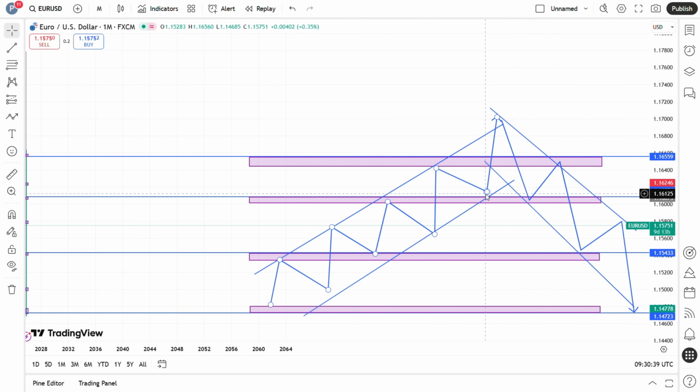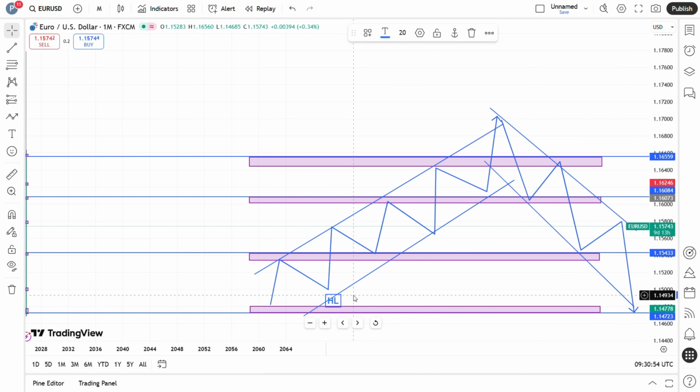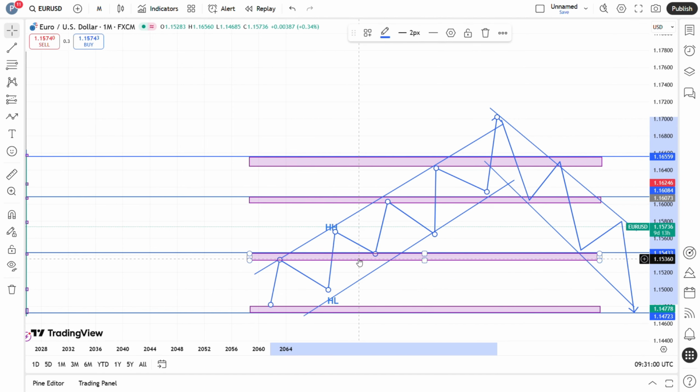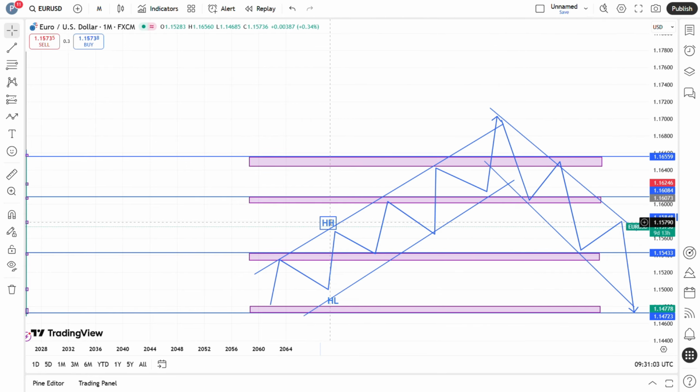You look for zones that the market will respect. All right, you execute buys on the higher lows. And if you have an uptrend, the market will create higher lows and higher highs. It will create higher lows and higher highs. And you know that on the higher lows, you're looking for buys.